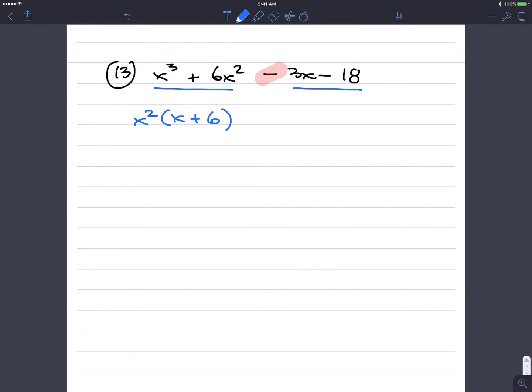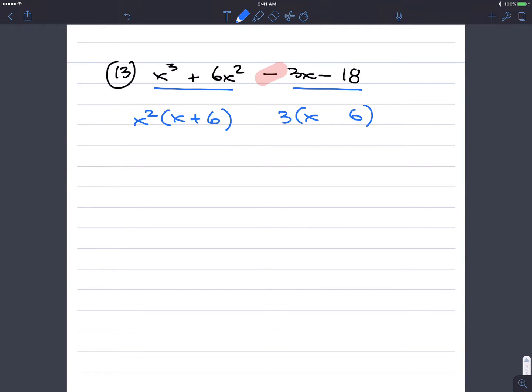Now the second group, I got 3x and I got 18. And the greatest common factor here is 3. My new quotient is x and a 6. Okay? I don't even pay attention to that sign. Now I go back and I go, okay, this is that minus situation. Let's get this out of the way. Okay, this is the minus situation.